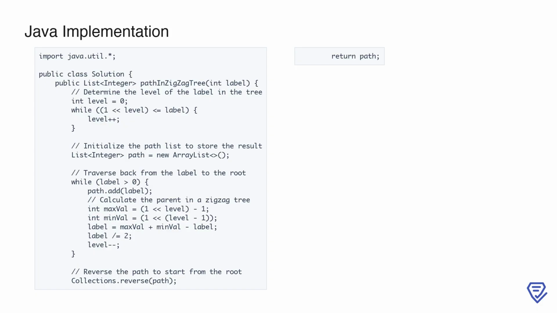Then, we enter another loop to traverse backward from the label up to the root. At each step, the current label is added to the path. To calculate the parent label in this zigzag-labeled tree, we first determine the maximum and minimum values for the current level using (1 << level) - 1 and 1 << (level - 1), respectively. The label is updated using the formula max_val plus min_val minus label, which handles the zigzag ordering, and then it is divided by 2 to move to the parent level. Finally, the level is decremented to reflect this shift upward in the tree.